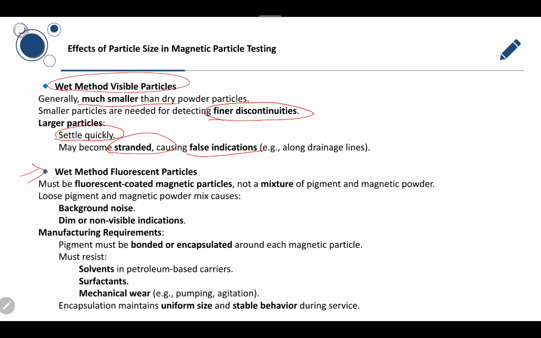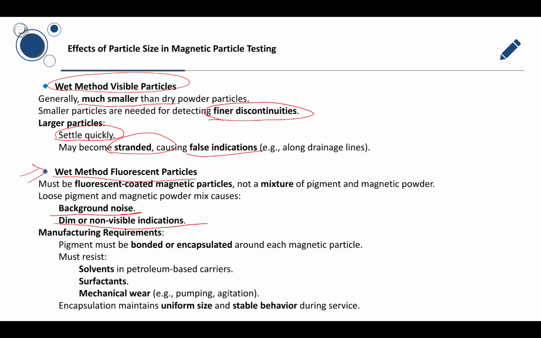Next one is wet method fluorescent particles. These are fluorescent coated magnetic particles, not just a mixture of loose fluorescent pigment and magnetic powder. If you have a loose mix, it leads to excessive background noise and dim or non-visible indications because the pigment is not properly attached to the magnetic particle.